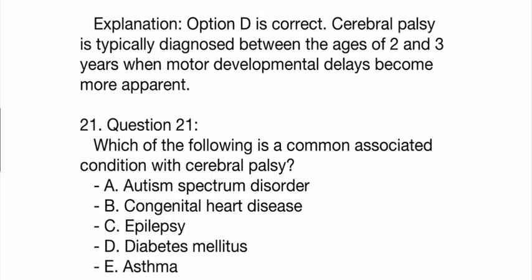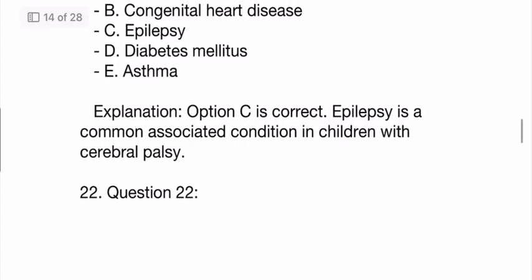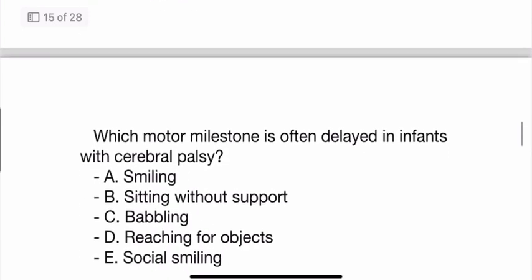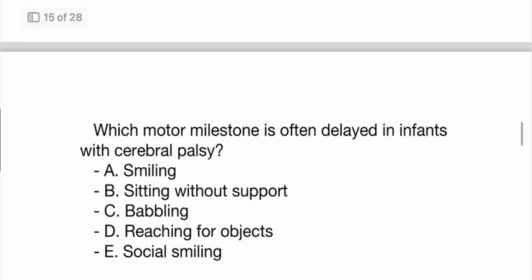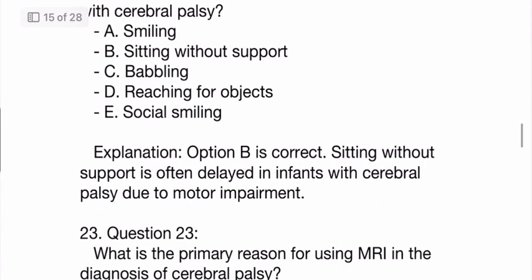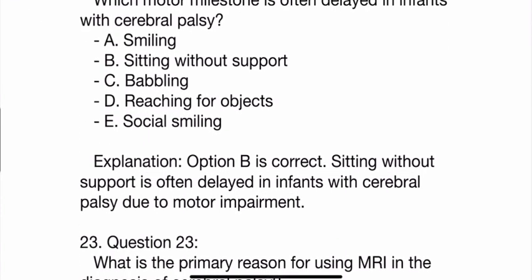21. Which of the following is a common associated condition with CP? A. Autism spectrum disorder. B. Congenital heart disease. C. Epilepsy. D. Diabetes mellitus. E. Asthma. So this one is epilepsy. Question 22. Which motor milestone is often delayed in infants with cerebral palsy? A. Smiling. B. Sitting without support. C. Babbling. D. Reaching for objects. E. Social smiling. So when you look at this, sitting without support is the one that is usually associated with cerebral palsy.